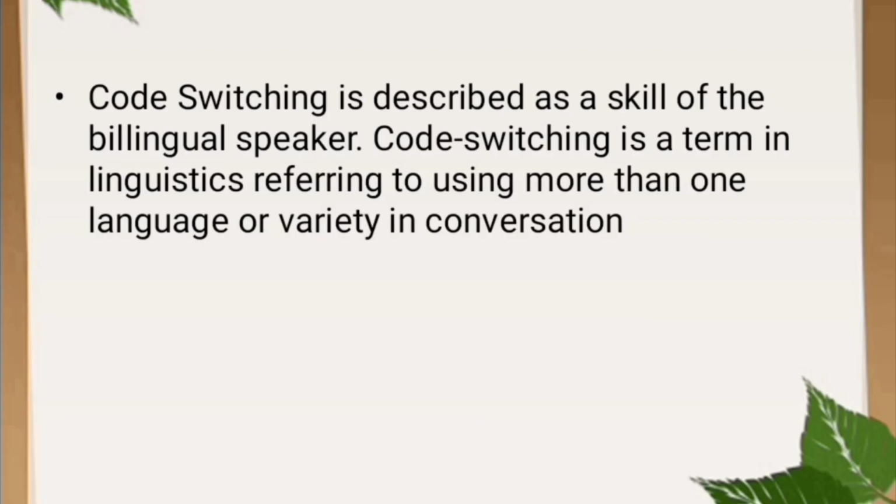And the next point is, what is code switching? Code switching is described as a skill of the bilingual speaker. Code switching is a term in linguistics referring to using more than one language or variety in conversation. So anyone who can speak more than one language chooses the language according to the circumstance in which the language will be comprehensible to the person addressed. A bilingual speaker tends to switch rapidly from one language to another, under certain conditions and for a certain reason.